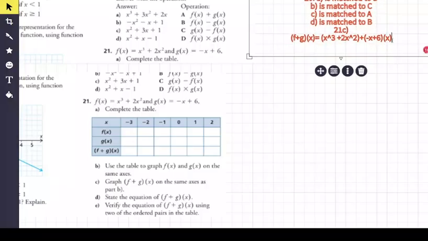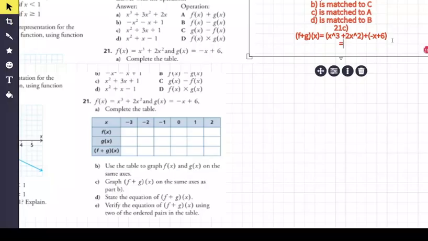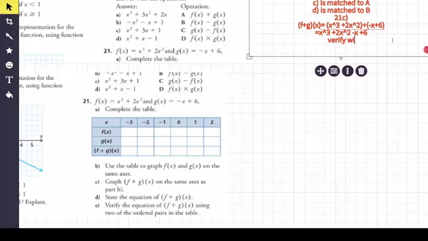Which you don't have to write here technically, because you already plugged everything in. So let's just add it up. So we will have x cubed plus 2x squared minus x plus 6, and this is the entirety of it, right? And then you can verify this with whatever table. So technically the easiest one should be just 0. So let's just verify with x equal to 0 using the ordered pairs.